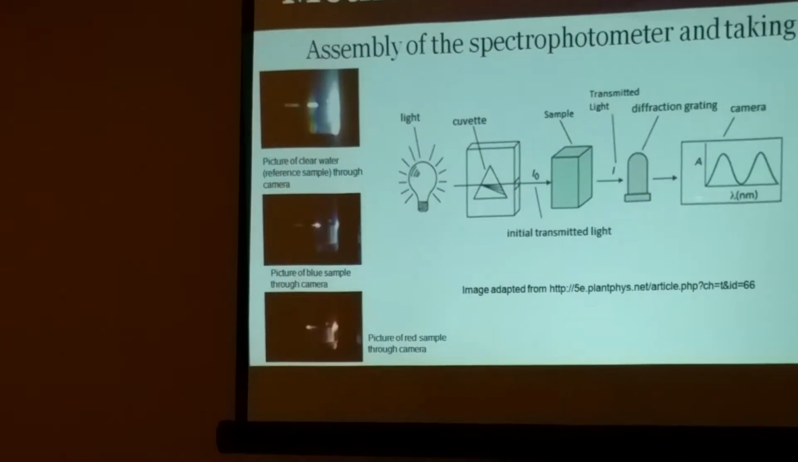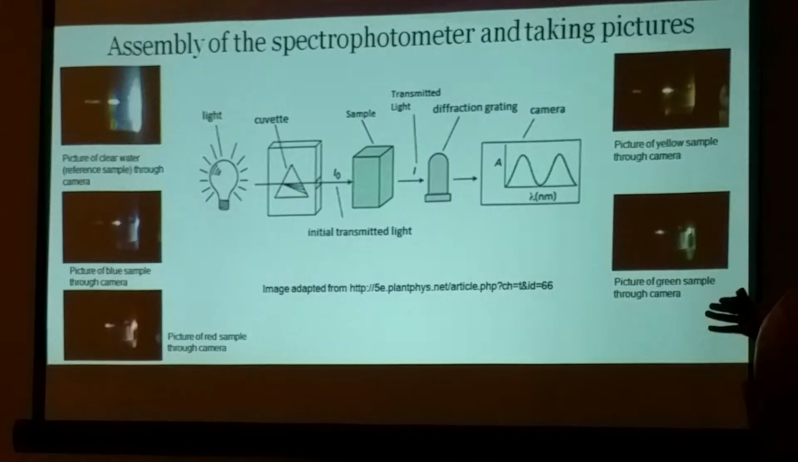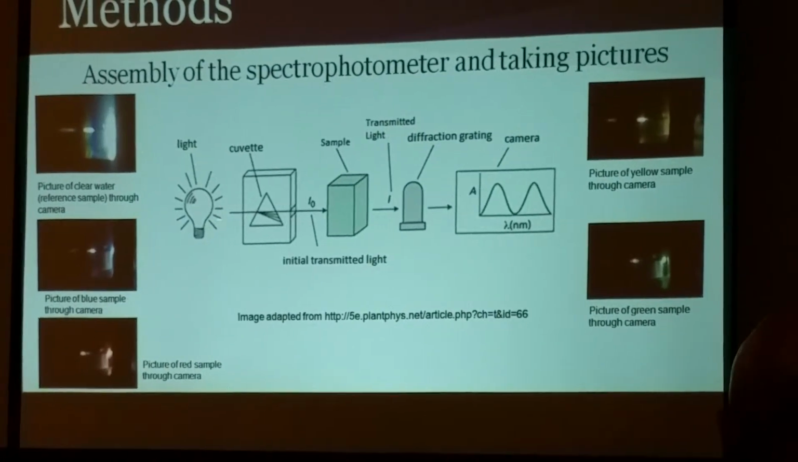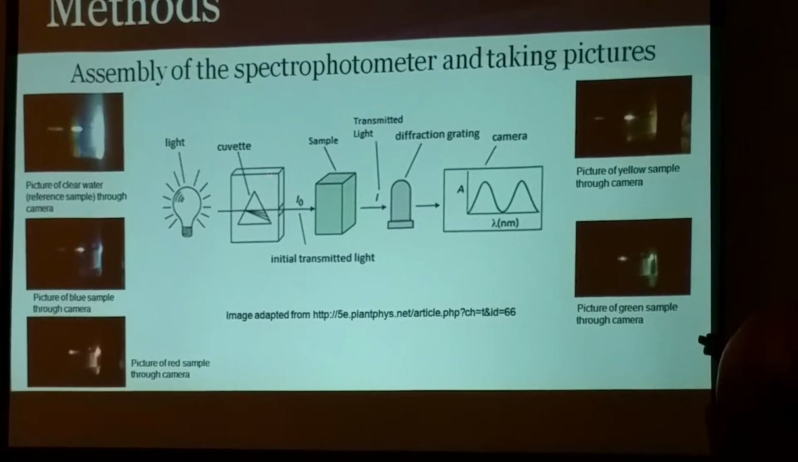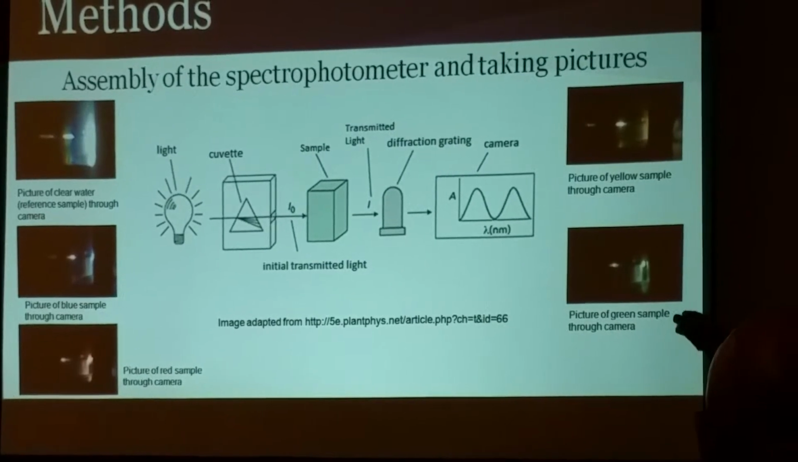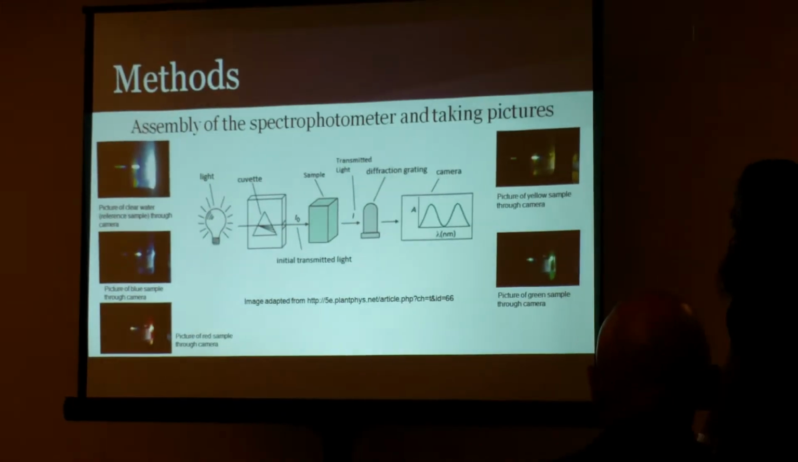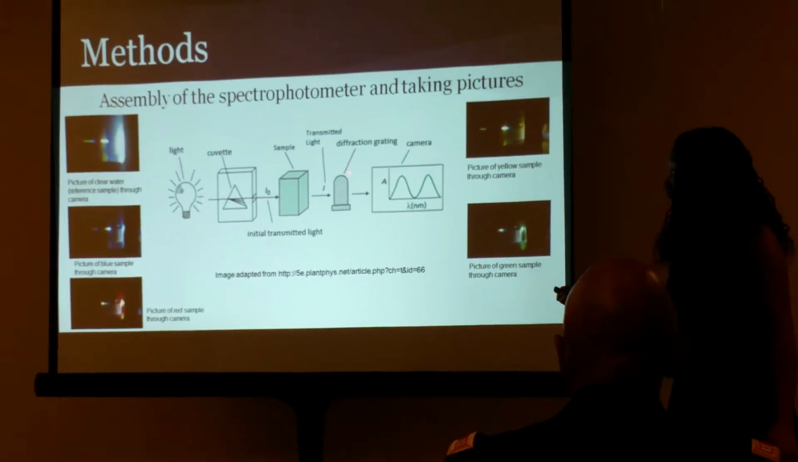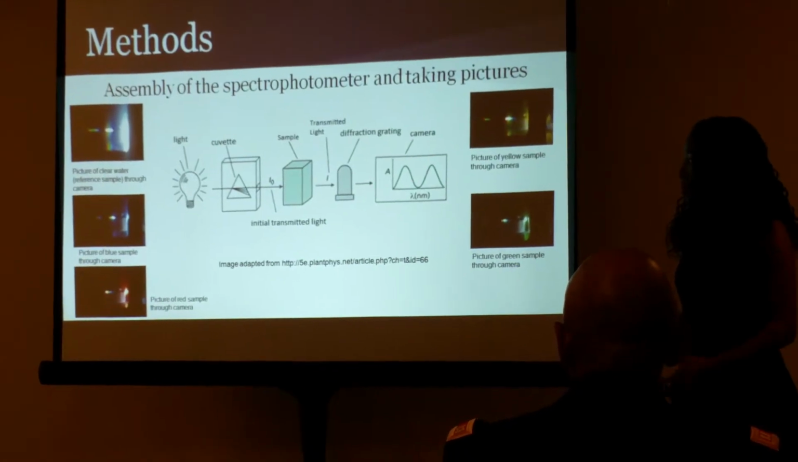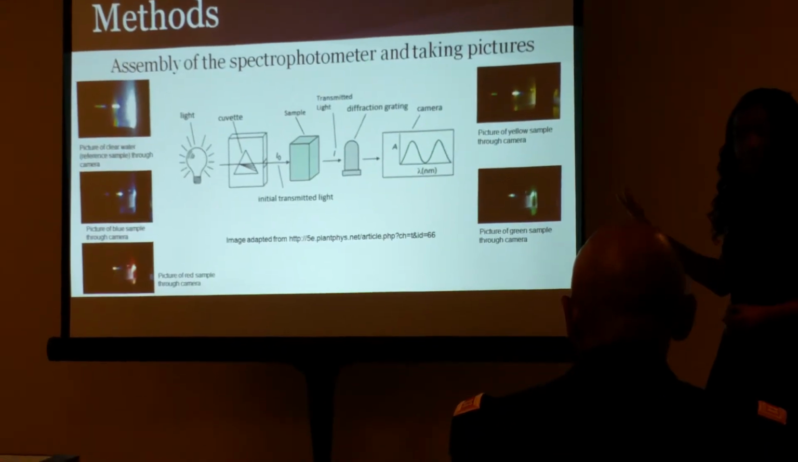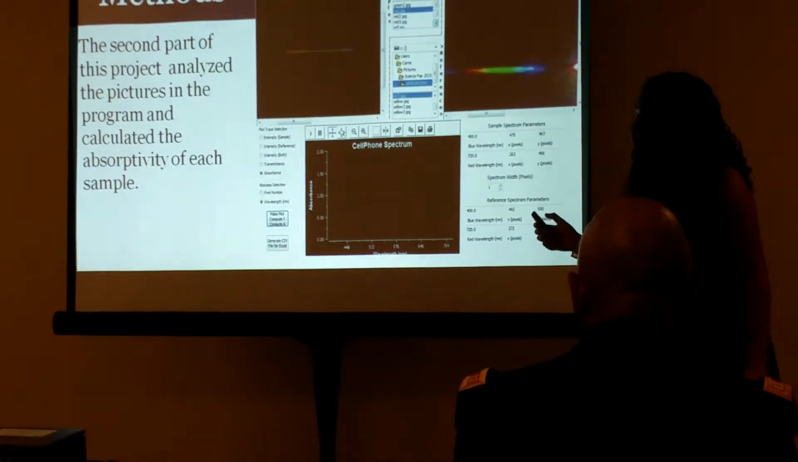This diagram right here shows exactly what's happening when I take that picture. So you have the light, and it's going through the cuvette and the sample. The sample is inside the cuvette, of course. You can't have water by itself. And then you have the diffraction grating, and then you have your camera. This is basically what's going on when I close that lid.